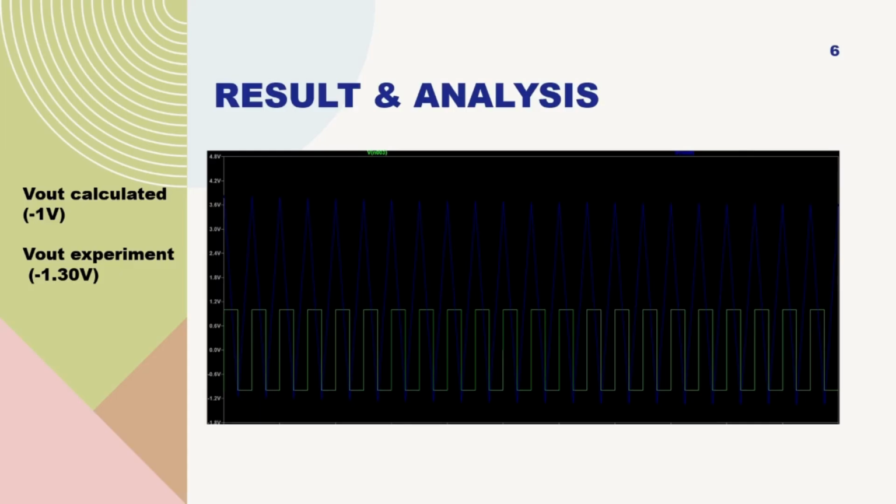These results demonstrate the key principle of integration. A constant input produces a linear change in output voltage. During the high level of the square wave, the capacitor discharges linearly, which is a negative slope. During the low level, the capacitor charges linearly, which is a positive slope. The slope is determined by the RC time constant.